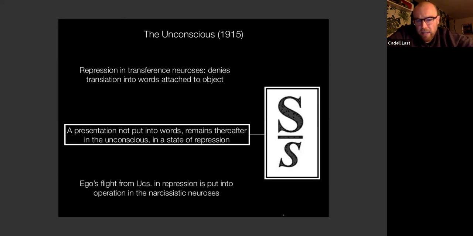Very interesting to reflect on this distinction that Freud is making more and more between the transference and the non-transference neuroses.